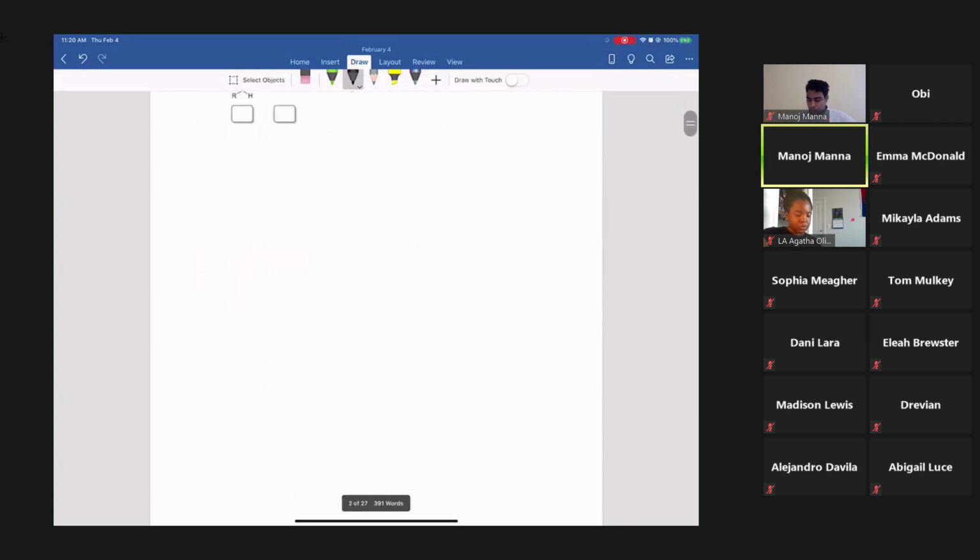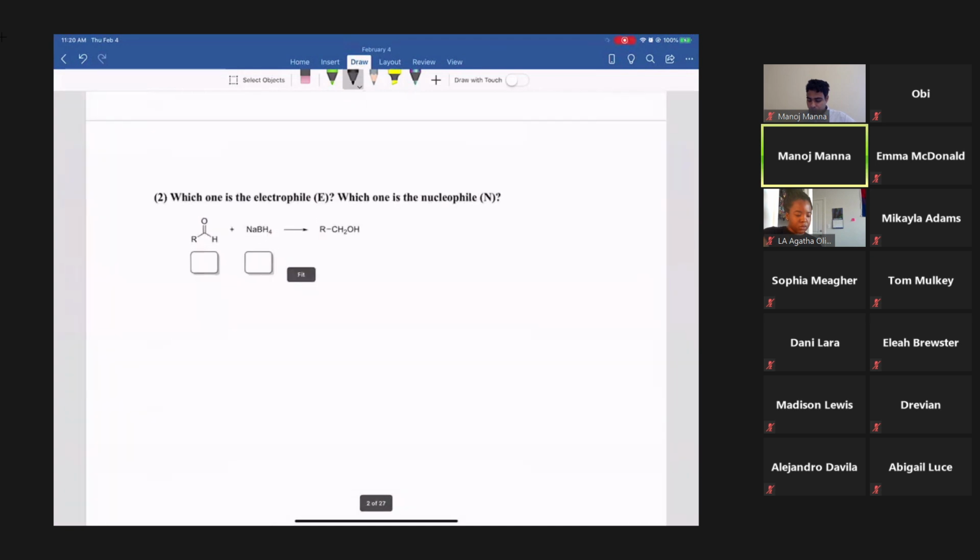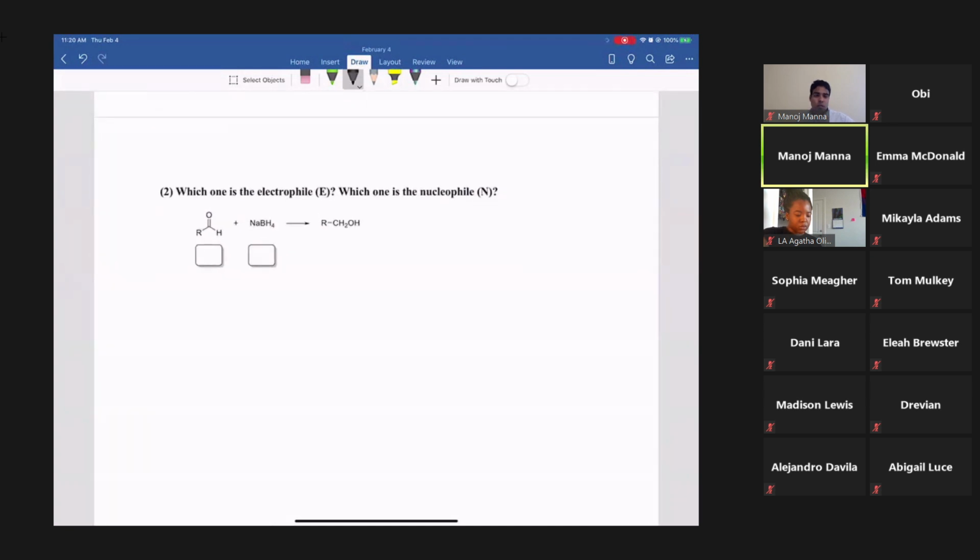Okay, so if that's the case, let's say over here, which one is an electrophile and which is a nucleophile? Anyone want to try? Okay, we have to know some details, otherwise it's not easy to always answer the questions, because sodium borohydride is an oxidizing agent. No, a reducing agent, sorry. Sodium borohydride is a reducing agent.